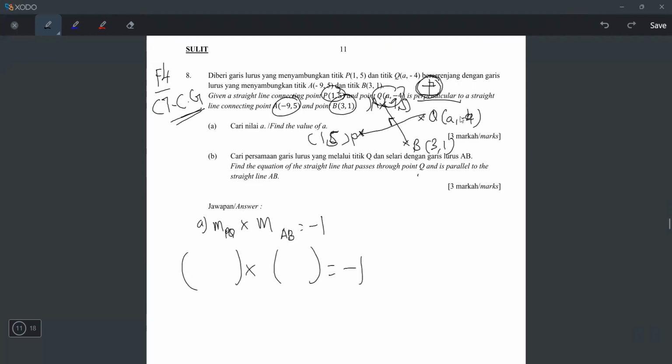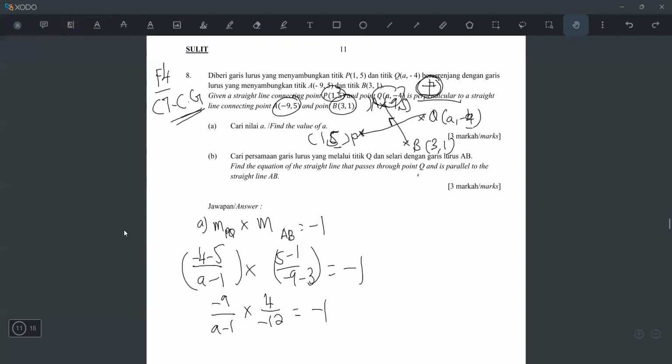And then use gradient formula. So what is PQ gradient? You will take the y coordinate minus the y coordinate, x coordinate minus x coordinate. So I can take negative 4 minus 5 divided by a minus 1. Of course you can also take 5 minus negative 4 divided by 1 minus a, it is the same. Okay, gradient of AB will be what? 5 minus 1 divided by negative 9 minus 3. Wait, did I write correctly? Yeah, okay, correct. Negative 4 minus 5 is negative 9, here is a minus 1, times with what? 5 minus 1 is 4, negative 3 and negative 12 equals negative 1.